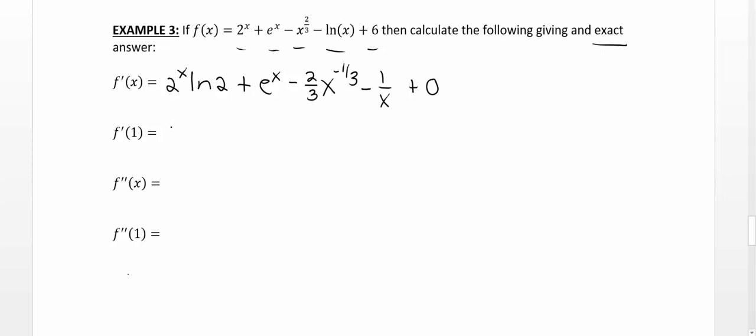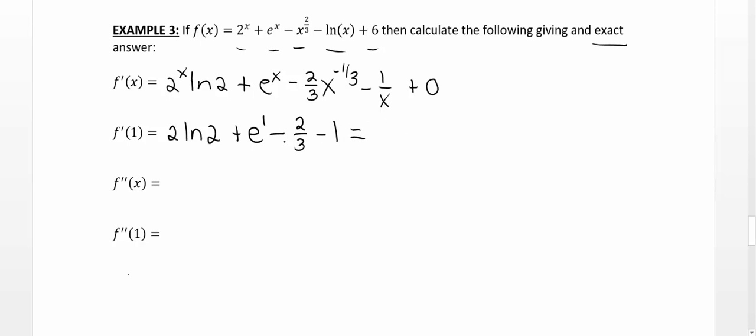Since we're looking for an exact answer, we are not going to simplify anything. So 2 to the 1 is 2. So I have 2 times the natural log of 2, plus e to the 1, minus, now here if you plug in 1 to the negative 1/3, you get 1. So 1 times 2/3 is 2/3, minus 1 over 1, which is 1.